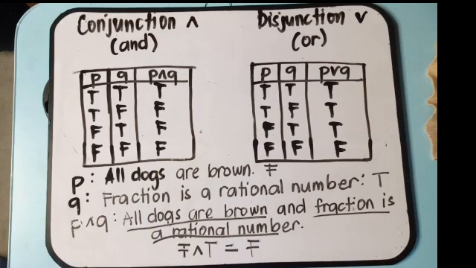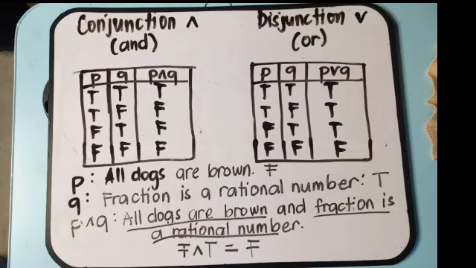Now, class, baka isipin nyo, ma'am, walang connection po yung dogs at saka dun sa rational number. Okay lang yun, class. It does not affect the whole compound statement because we will identify the truth value of each simple statement. That's why we have 2 propositions.